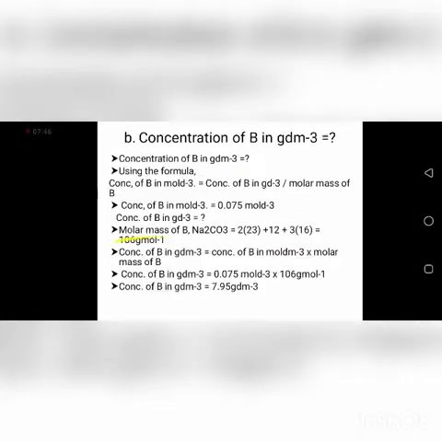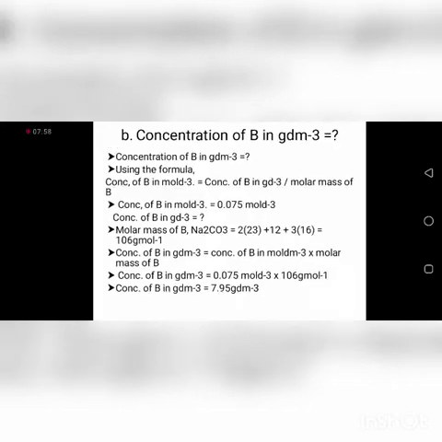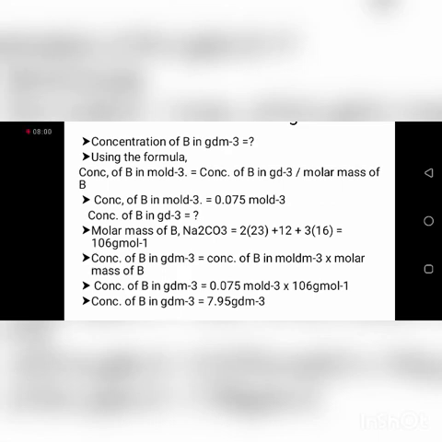Now, let us look at the second question. You have to calculate the concentration of B in gram per dm³. You already calculated the concentration of B in mole per dm³, and you are now asked to calculate the concentration of B in gram per dm³. It's very easy. You apply the equation that says concentration in mole per dm³ of B is equal to concentration in gram per dm³ of B over molar mass. The compound you are working with is sodium carbonate. You find the molar mass of sodium carbonate.